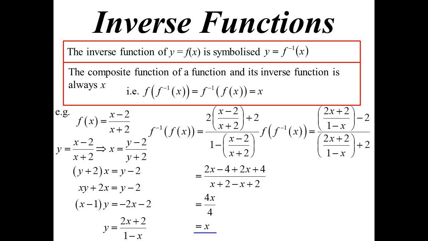Do it the other way, let's see. If I was to substitute that inverse into the function itself. So now, everywhere I see an x in f(x), I'm going to sub in 2x plus 2 on 1 minus x. Same deal, denominator's the same, so let's multiply by 1 minus x, play around with the algebra, and again we get x. So that's confirming that, yeah, we've got an inverse function here, this works.